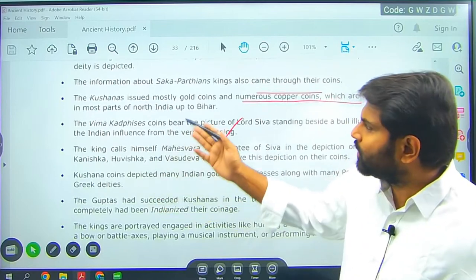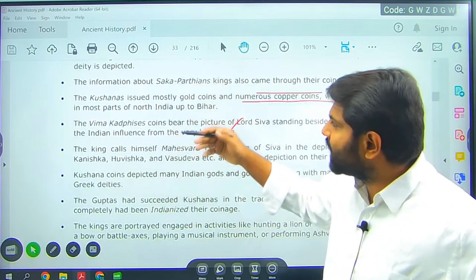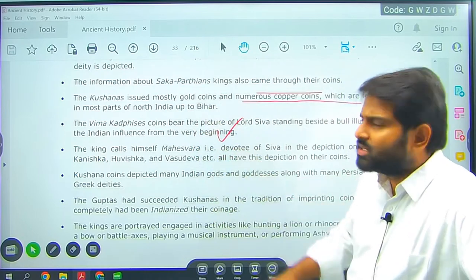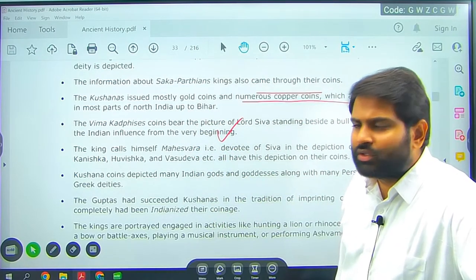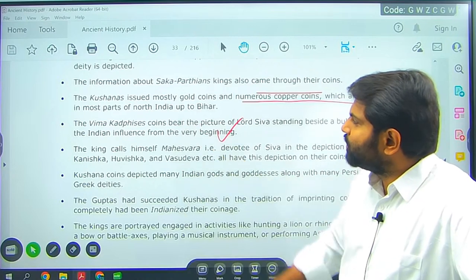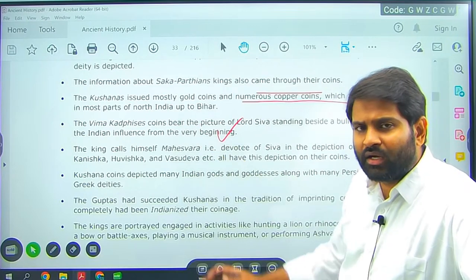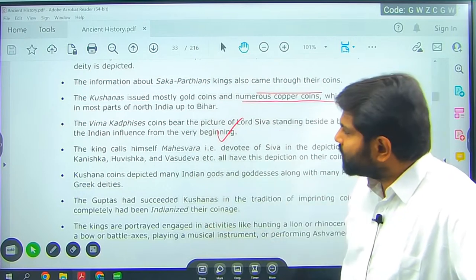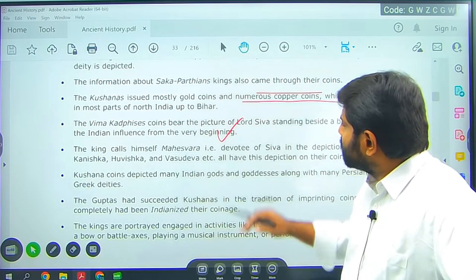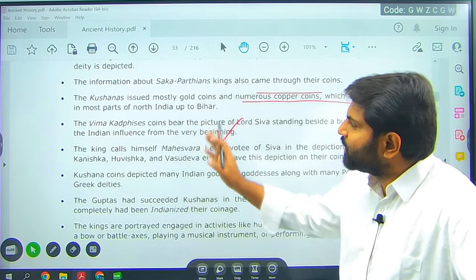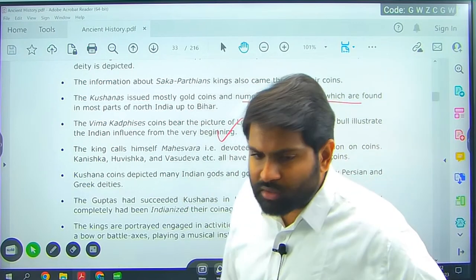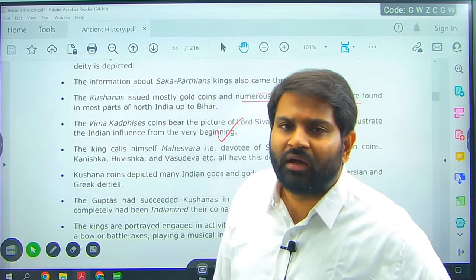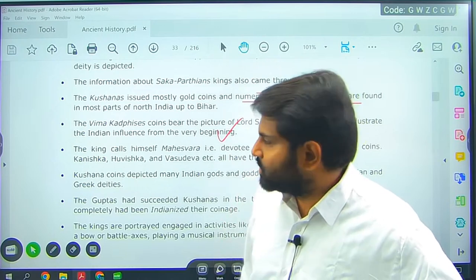Not only the Indo-Greeks, but also Sakas, Parthians, Indo-Parthians, their history is also coming through; we are learning through the coinage. Kushanas issued mostly gold coins, as I said, Guptas issued gold coins, Kushanas issued gold coins, and also numerous copper coins which are found in most parts of India and Bihar. So what are the different metals we found till now? Copper, silver, gold, these are the three different metals used in coinage.